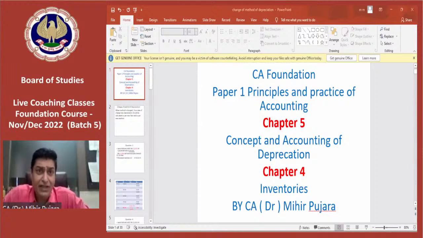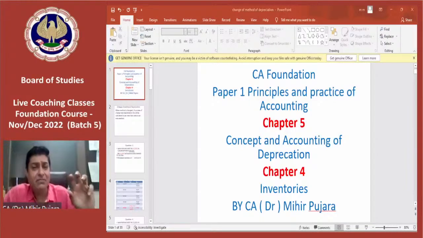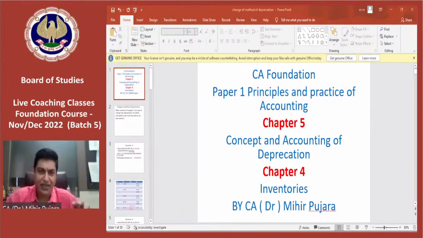So perhaps you will not be able to get it, but after question number 8, we will complete a small point of depreciation, the last point, revaluation and revision, that you will be able to understand because it is not that much difficult. Okay.